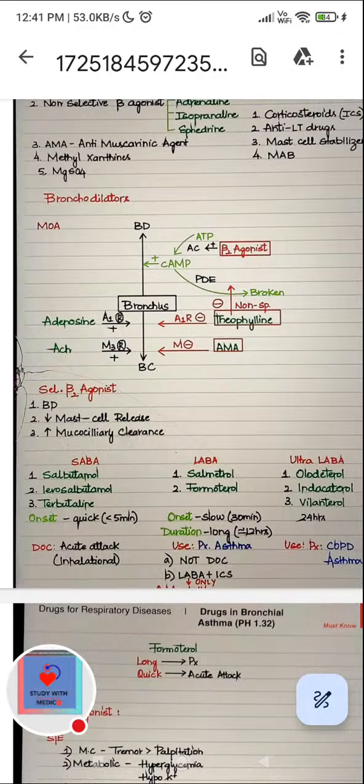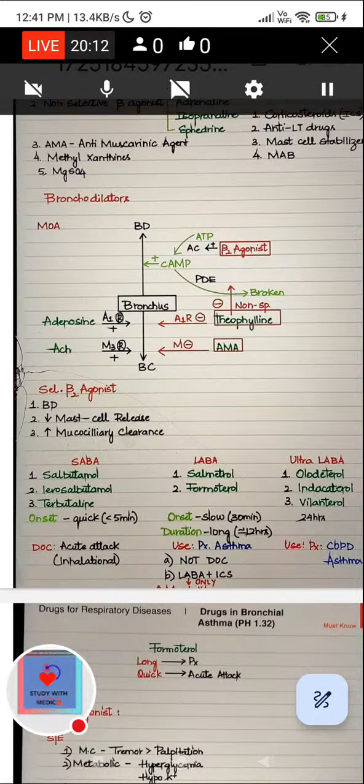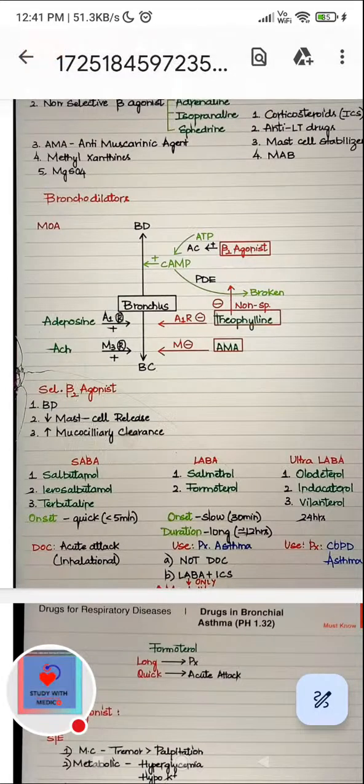Talking about methylxanthines, methylxanthines are also under the category of bronchodilators. Use of methylxanthines in asthma has markedly diminished because of the narrow margin of safety and the availability of better antihistaminic and anti-asthmatic drugs. Selective beta 2 agonists are the good ones, and inhaled steroids are the good ones.